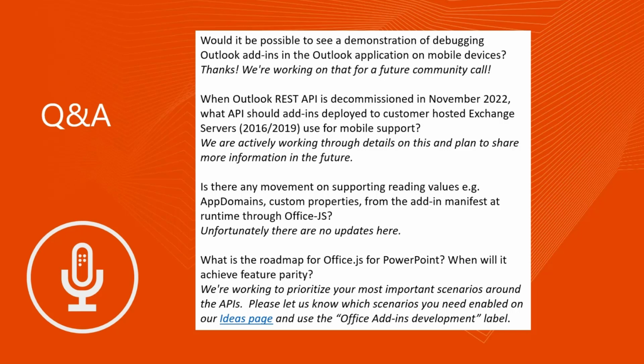The next question is, when the Outlook REST API is decommissioned in November 2022, what API should add-ins deployed to customer-hosted Exchange servers in 2016 and 2019 use for mobile support? I checked with the team on that, and we're actively working through the details. So nothing to share today, but hopefully we'll have... Would you like to add a little bit to that question, David? Oh yeah, absolutely. We are preparing all the guidance for you to do this scenario, specifically for on-prem.